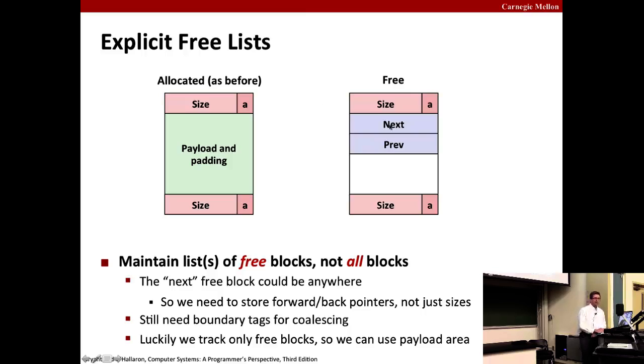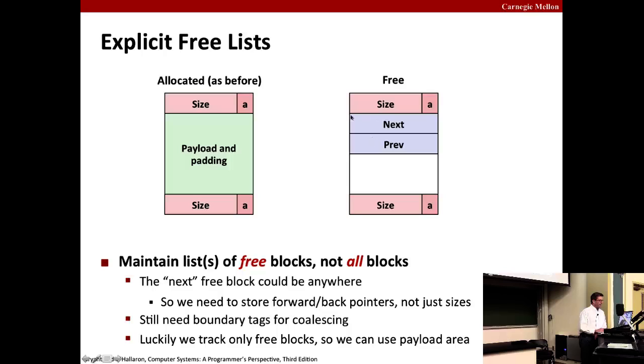So the idea with an explicit free list is that we put the pointers that implement the doubly linked list inside the body of a free block, say where the old payload used to go. So allocated blocks look exactly the same as they did before, right? There's a header, boundary tag, optional boundary tag footer, and then the payload and any padding.